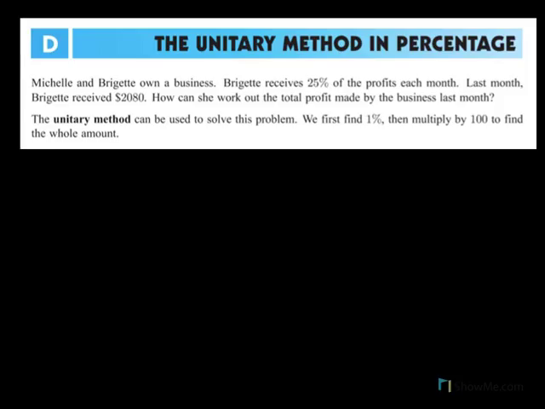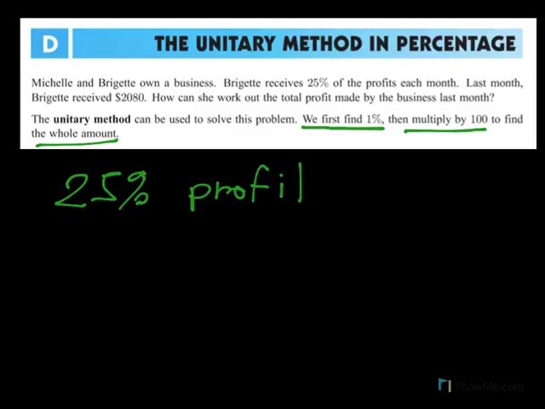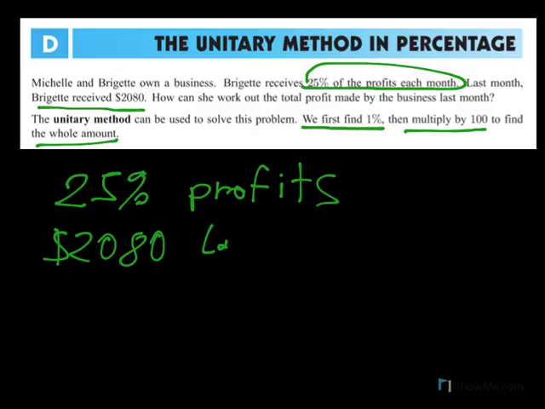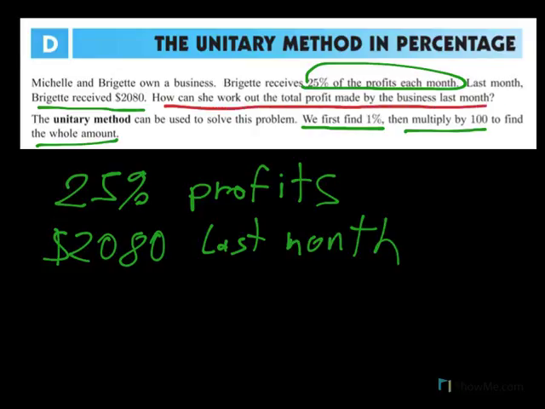Now let's look at the unitary method in percentage. What does this mean? It is a method that can be used to solve a problem where we first find 1% and then multiply by 100 to find the whole amount. Let's look at this question. Michelle and Bridget own a business. Bridget receives 25% of the profits each month. Last month she received 2,080. So the question here: how can she work out the total profit made by the business last month?